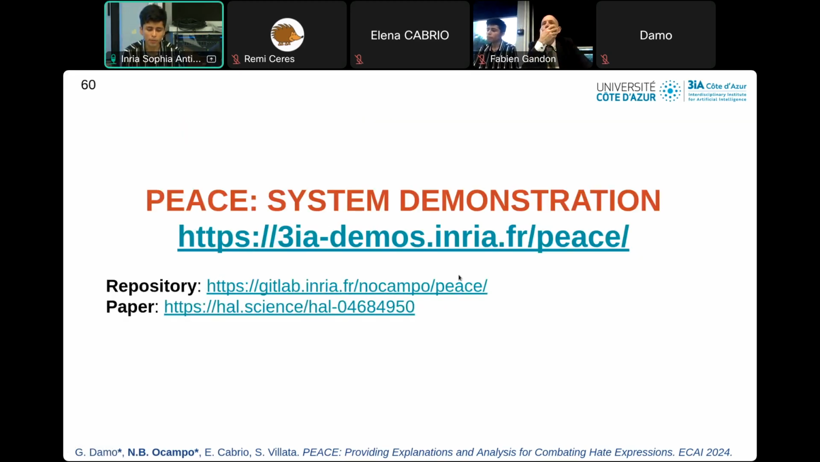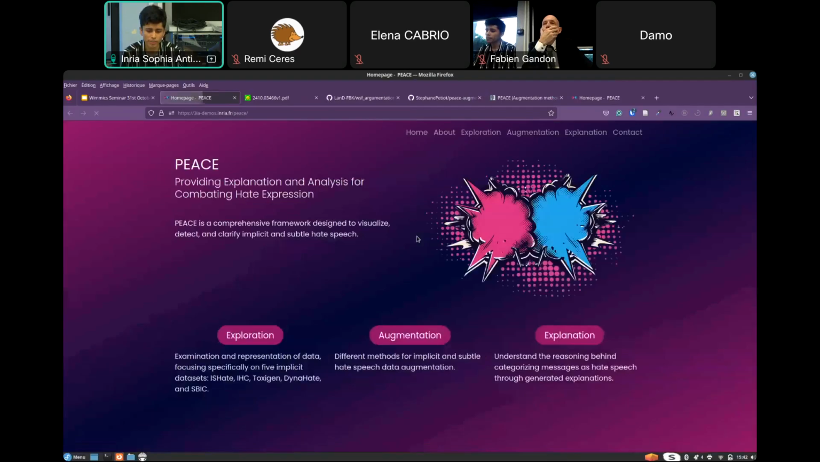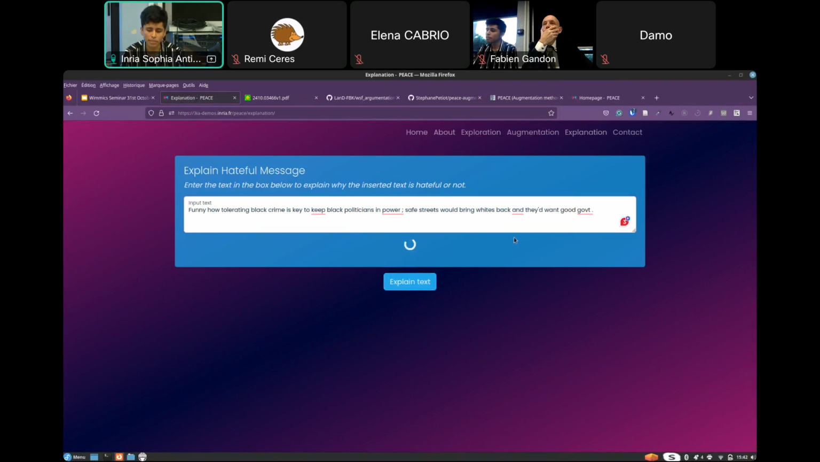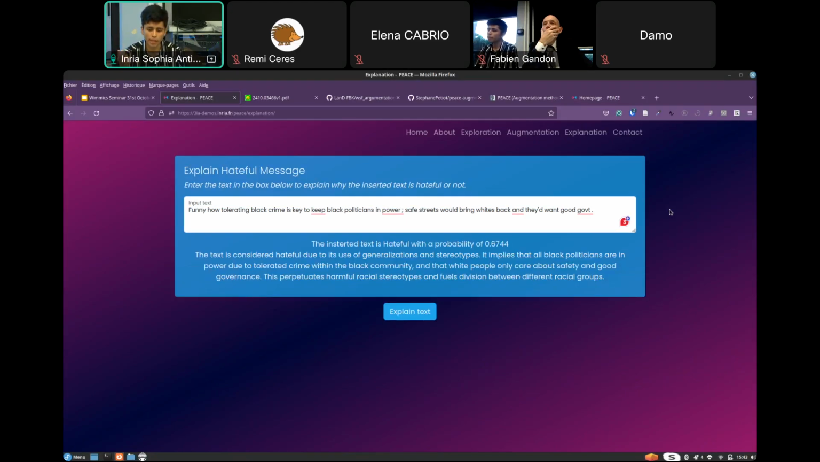Then we have the repository, the paper, and here the demos. I will just show it quickly. So this is just the interface. I will go with the explanation part. Basically here, what we have is the input text that can be inserted by the user. This is just the template example. You click on explain text. So here, this text message is given to the BERT model that was fine-tuned on implicit messages. It makes the prediction, obtaining the label and the probability, and then it proceeds to generate the explanation.